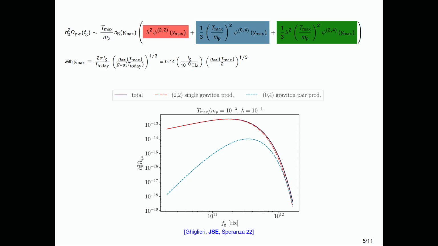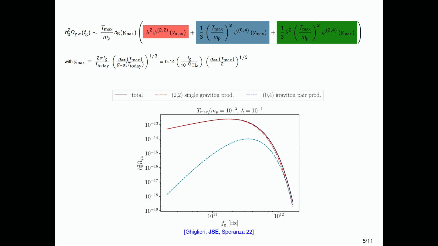Good. So for example, let's say T max over m Planck is 10 to the minus 3. That's the value that's compatible with inflation. Then this term here would be 6 orders of magnitude smaller than the term that's coming from single graviton production. So the quantum gravity effect would be on the order of 10 to the minus 6 in the gravitational wave spectrum. Okay, so good.